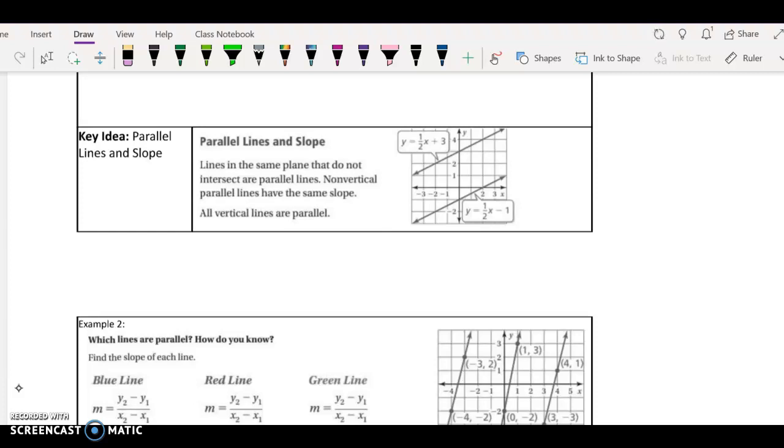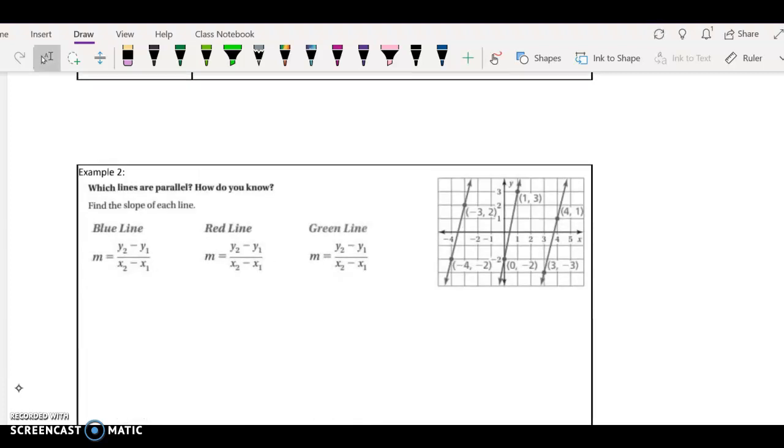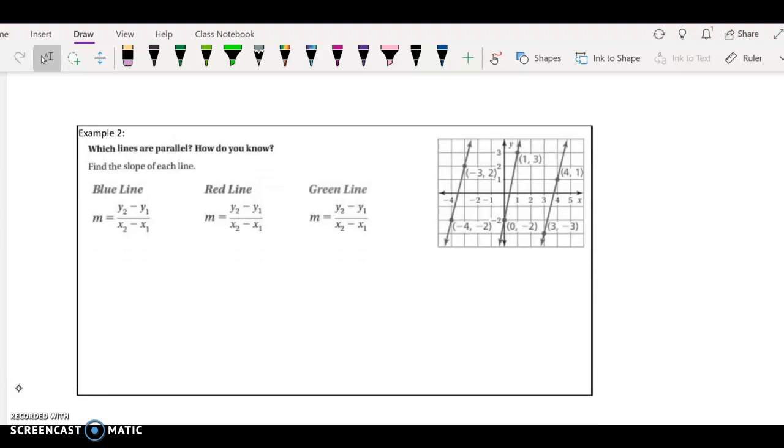All vertical lines are parallel, and that's because their slopes are all undefined. So which lines are parallel and how do we know? You can't tell, but this is the blue, this is the red, and this is the green.